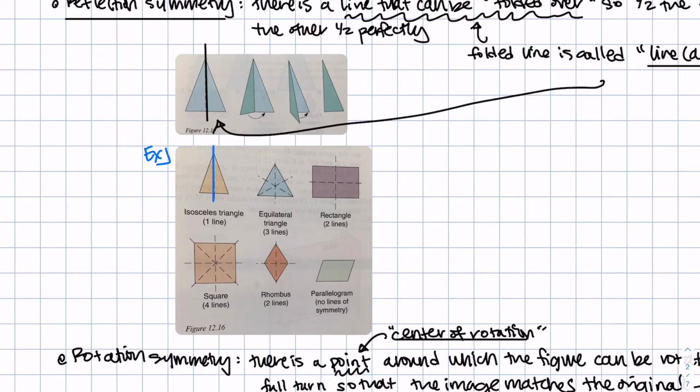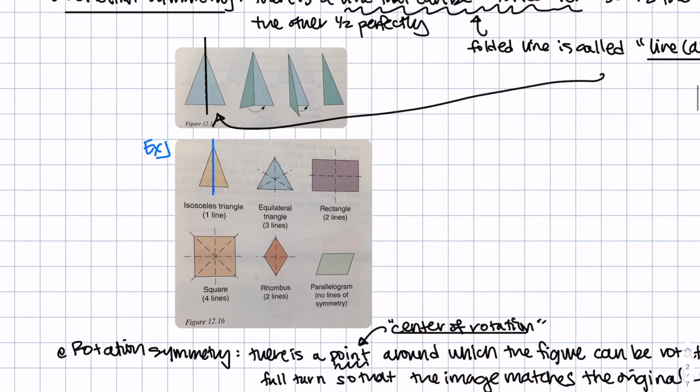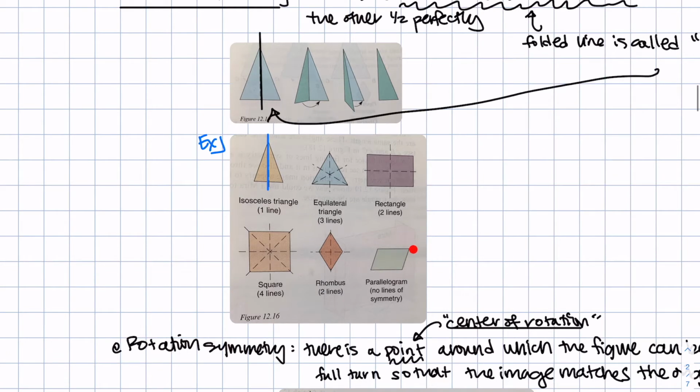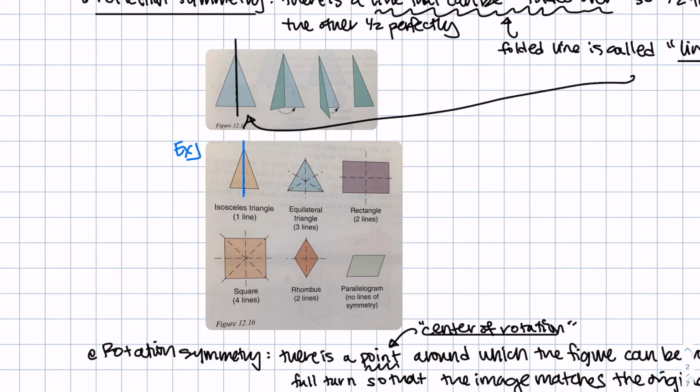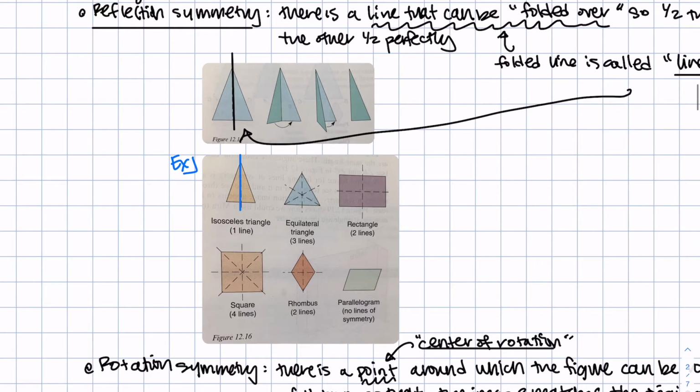And same thing with the parallelogram. There are no lines of symmetry here. If I bisect either of the angles, things don't match up quite right. And same thing with either of the sides. Okay, so those are what we call reflection symmetries. It's one type of symmetry.